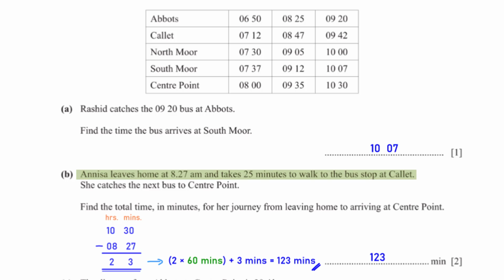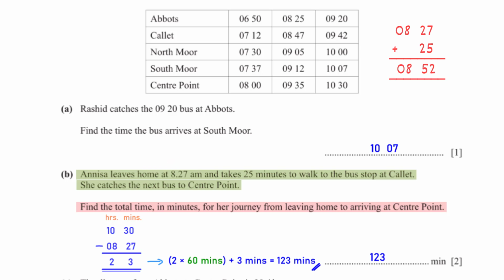Anissa leaves home at 8:27 a.m. and takes 25 minutes to walk to the bus stop at Scarlett. She catches the next bus to Center Point. Find the total time in minutes for her journey from leaving home to arriving at Center Point. 8:27 a.m. is 8:27 on the 24-hour clock.